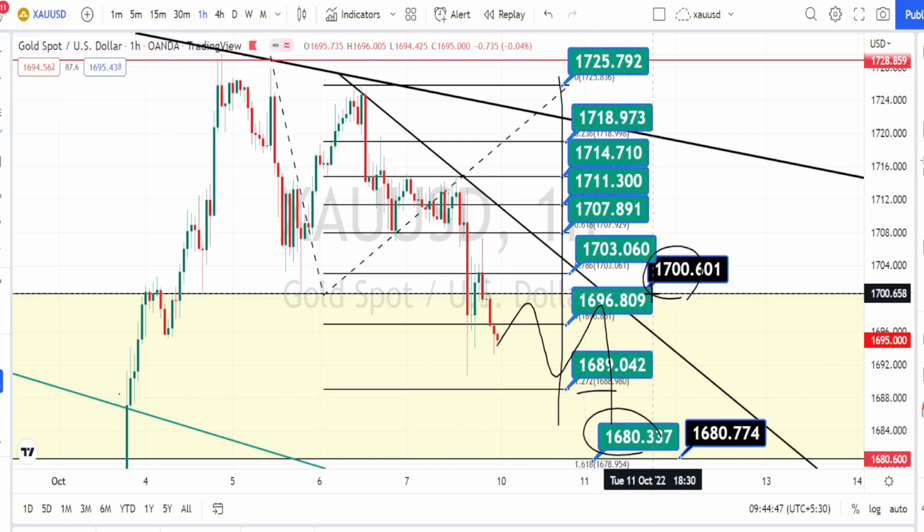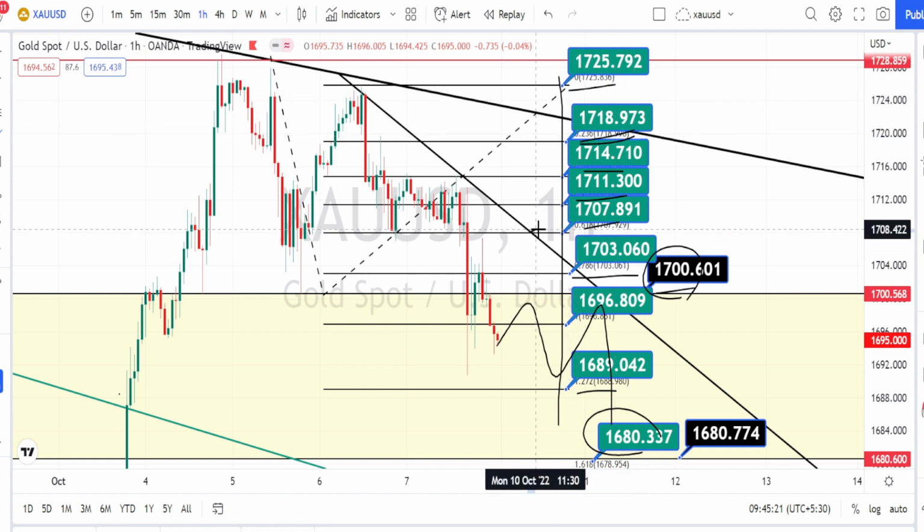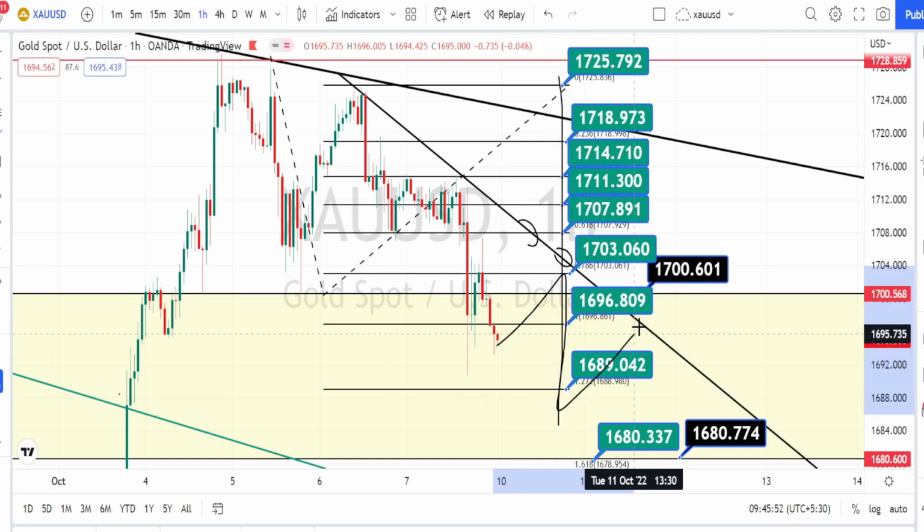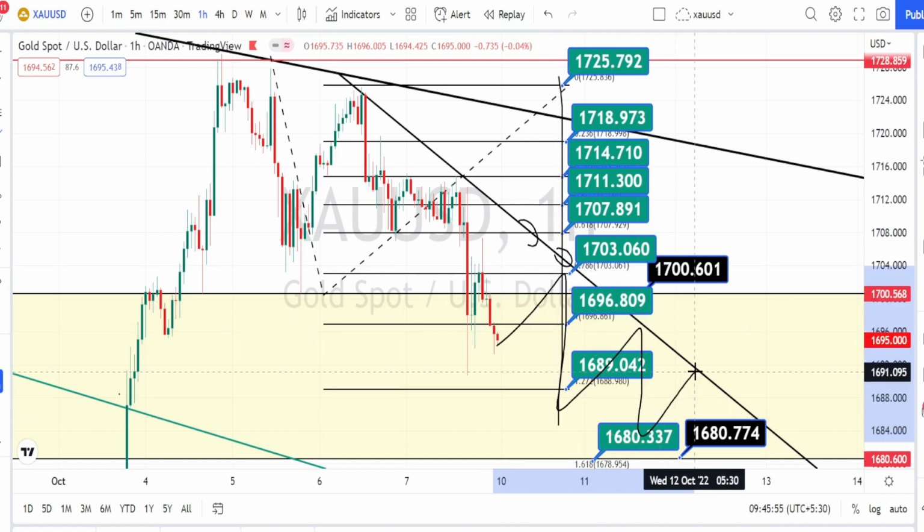And if the price action breaks the resistance level of 1700, next level of resistance is going to be around 1703, 1707, 1711, 1714, 1718 and 1725. So wait for the price action to break this resistance line from the 4 hours time frame in order to take trades on the bullish side retracement. And if the price action bounces back from this resistance line, it will be the continuation of the bearish trend in the hourly time frame also.